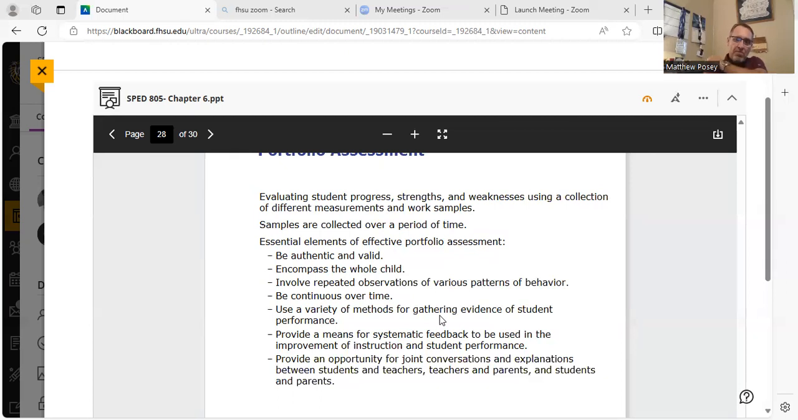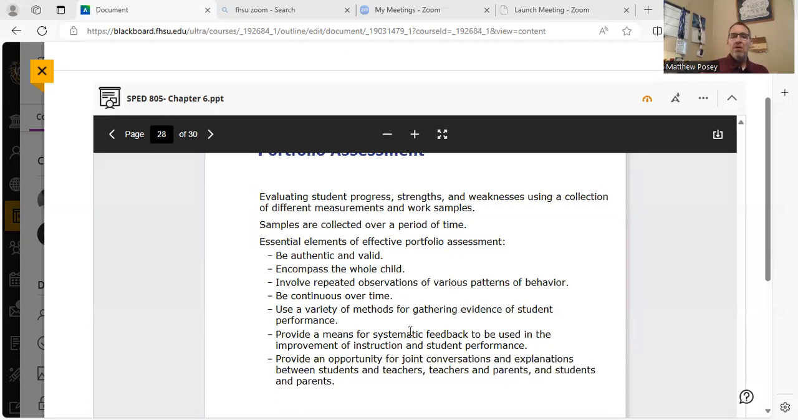Also, with portfolio, it is a way to provide systemic feedback, which can be used for improving instruction and student performance. And so, as a classroom instructor, you're able to go through and look at multiple work samples, and determine how the student is performing by the product that they are producing for you based on the tasks that you give. Also, it provides an opportunity for collaboration or joint conversations and explanations between students and their peers, or students and you as a teacher.